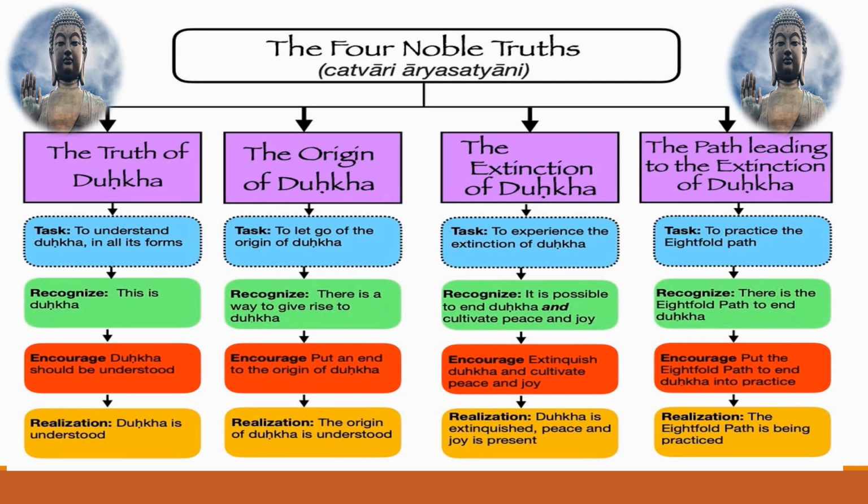The extinction of dukkha: to experience the extinction of dukkha. Recognize: it is possible to end dukkha and cultivate peace and joy. Encourage: extinguish dukkha and cultivate peace and joy. Realization: dukkha is extinguished and peace and joy are present. The path leading to the extinction of dukkha means to practice the eightfold path. Recognize: there is the eightfold path to end dukkha. Encourage: put the eightfold path to end dukkha into practice. Realization: the eightfold path is being practiced.